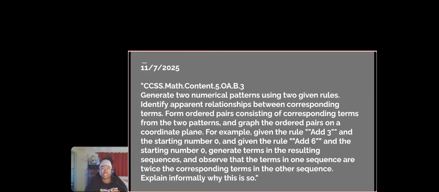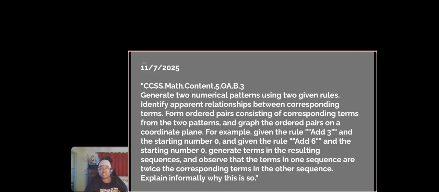Identify apparent relationships between corresponding terms. Form ordered pairs consisting of corresponding terms from the 2 patterns, and graph the ordered pairs on a coordinate plane. For example, given the rule add 3 and the starting number 0, and given the rule add 6 and the starting number 0, generate terms in the resulting sequences and observe that the terms in one sequence are twice the corresponding terms in the other sequence. Explain informally why this is so.